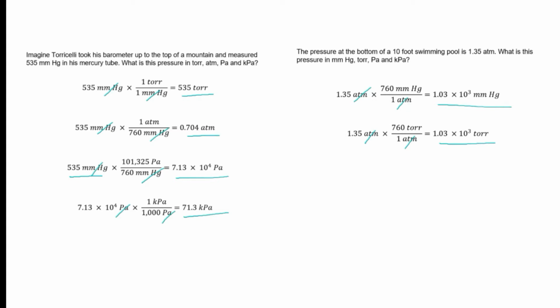To convert from atmospheres to pascals, again in 1 atmosphere there are 101,325 Pascal. Making sure our atmosphere cancel, we get 1.37 times 10 to the 5th Pascal. And to go to kilopascal, we just need to divide by 1,000. So here our Pascal cancels and we get 137 kilopascal. Now these conversion factors can always be looked up in a table. You'll find that you'll start to memorize a few of them as you do these problems, but they'll always be available to you. Let's do some problems with Boyle's law.